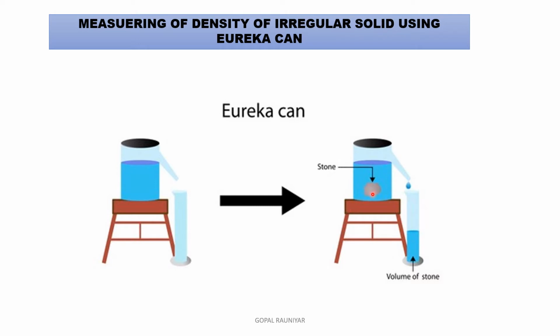After that, we know the formula of density. The mass is known from the physical balance and the volume is recorded by the measuring cylinder. So we can calculate the density of an irregular solid with the help of the formula mass upon volume.